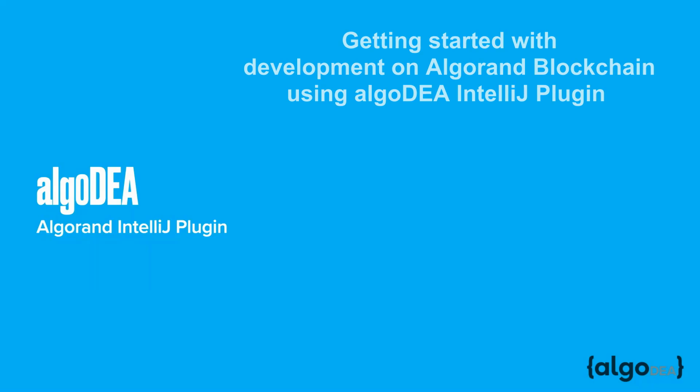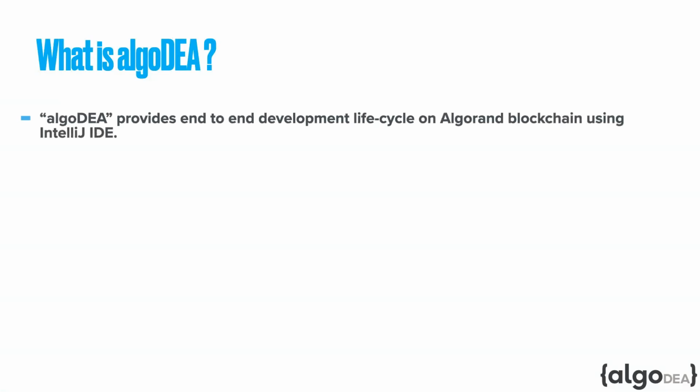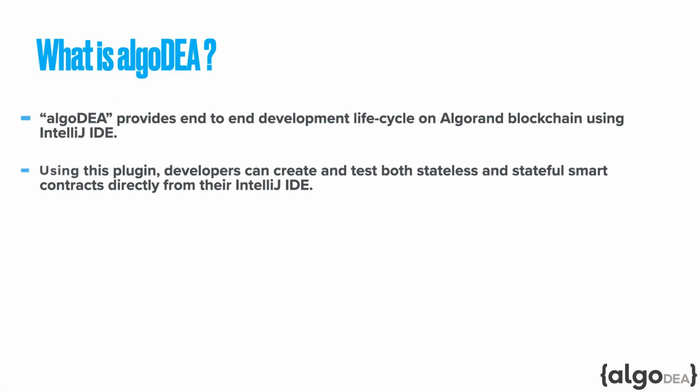In this video, we are going to talk about AlgoDEA. What is AlgoDEA? AlgoDEA is an IntelliJ plugin for the Algorand Blockchain. It provides an end-to-end development lifecycle on the Algorand Blockchain using the IntelliJ IDE. Using this plugin, developers can create and test both stateless and stateful smart contracts directly from their IntelliJ IDE.